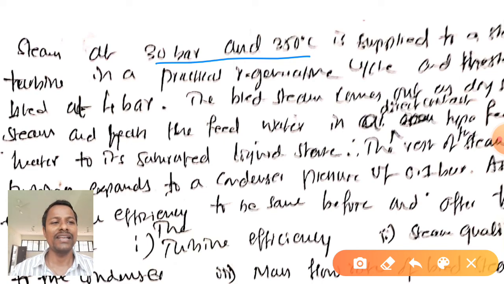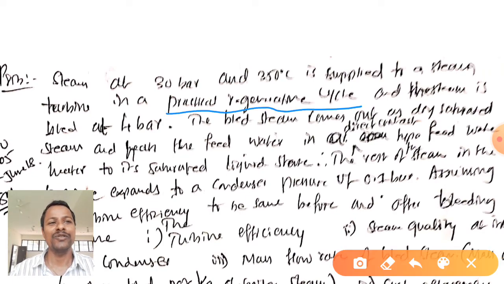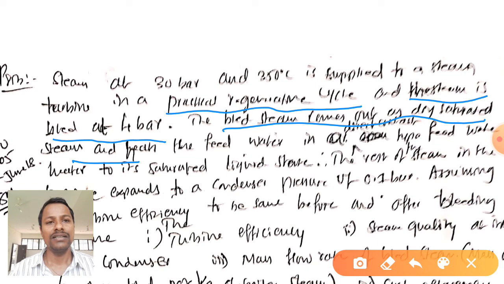It is entering the steam turbine in a practical regenerative cycle. Then the steam is bled at 4 bar. The steam bleeding pressure is 4 bar. The bled steam comes out as a dry saturated steam. So, he mentioned the dryness fraction at the bleeding point, that is x equal to 1, that is dry saturated steam.